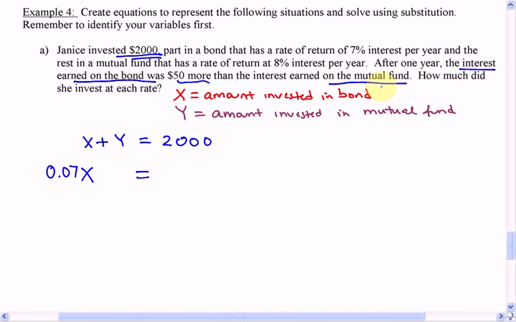on the mutual fund. Well, if y is the amount in the mutual fund, what's the interest earned on the mutual fund? Right, it's 0.08y. Now it says after 1 year, the interest earned on the bond was $50 more than the interest on the mutual fund. So if it says $50 more, where do I put this plus 50? Is it over here or over here? Which one?